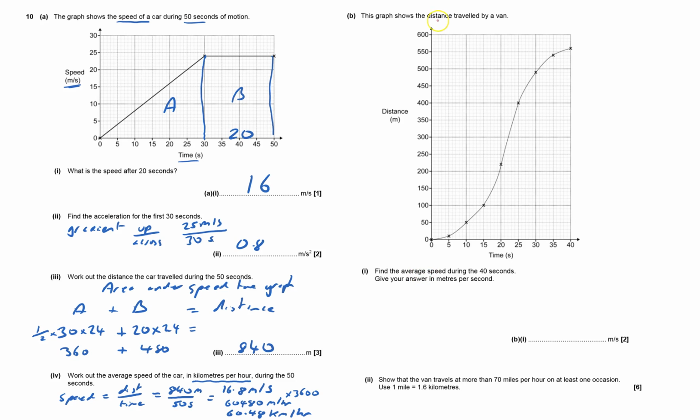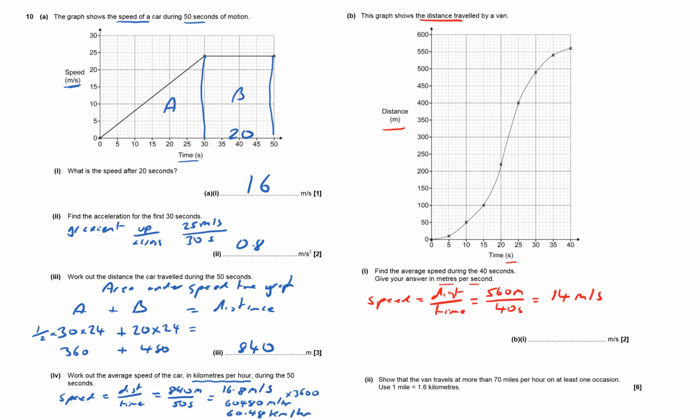Okay, the graph shows the distance travelled by a van. So we're now in distance in meters. So I've got meters per second. Right. Find the average speed in 40 seconds. Give your answers in meters per second. That's nice. It's in the right units. So speed equals distance divided by time, and that will equal the distance it's gone. The whole distance is 560 meters. Put the units in, it helps. Divide by 40 seconds, which comes to 14 meters per second.